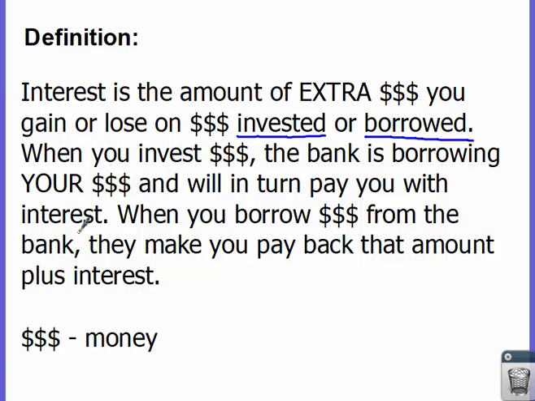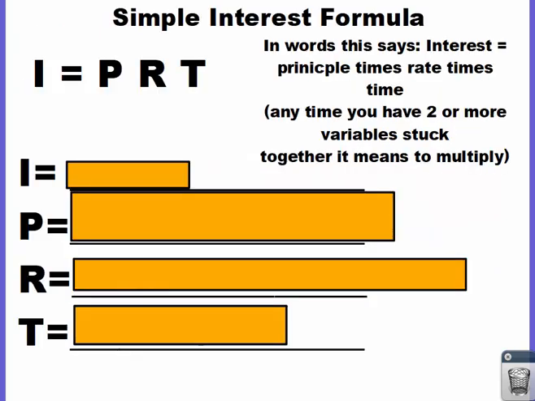They reinvest it, or they buy something, or they buy some stock or something like that, and they make it grow, because the more money you have, the faster it can grow. And then they share that with you. When you borrow money from the bank, they make you pay back that amount plus interest. So when you're borrowing, the interest is the money that you have to pay the bank because they let you borrow some of their money. So let's see how we can find that.